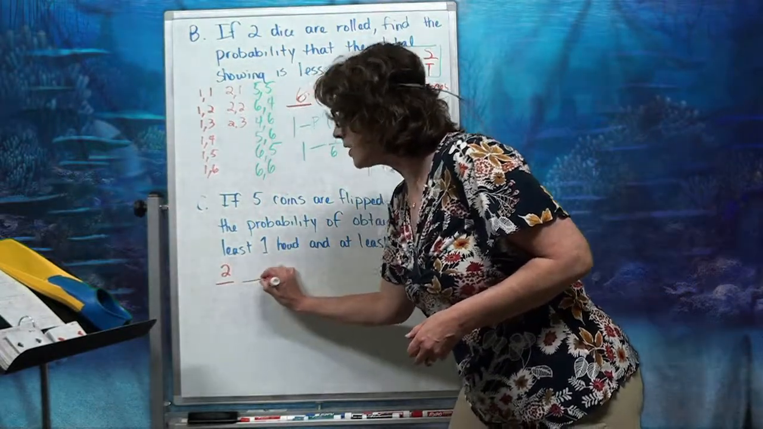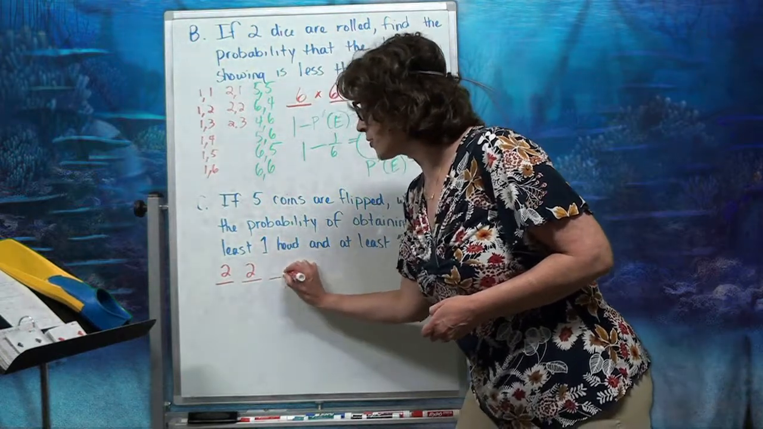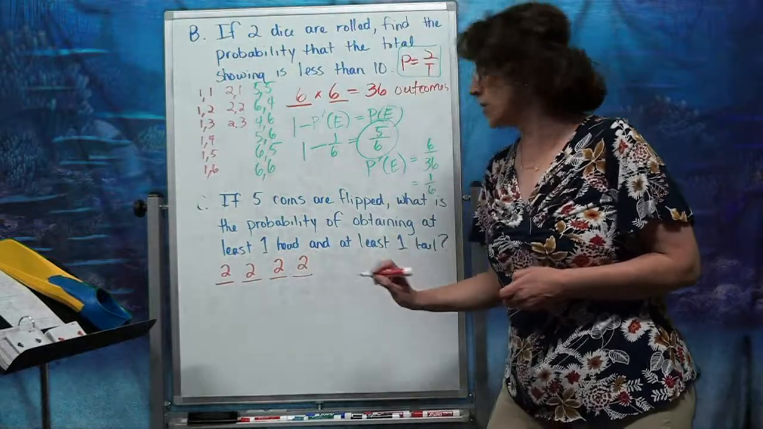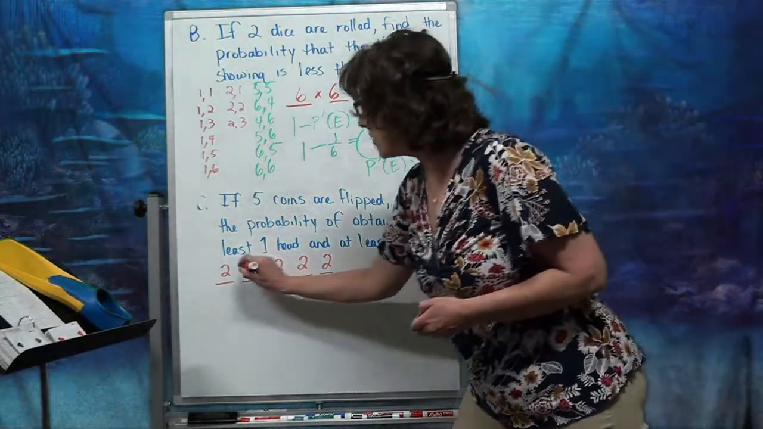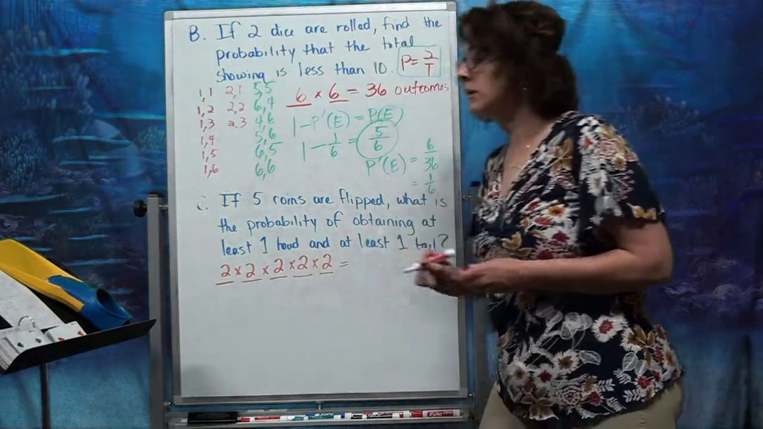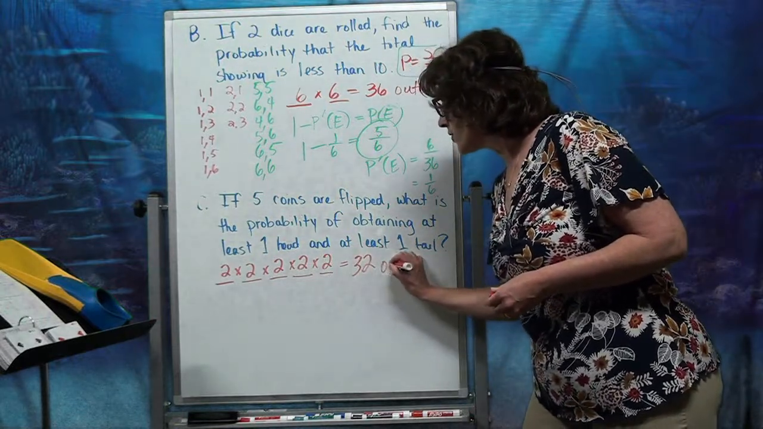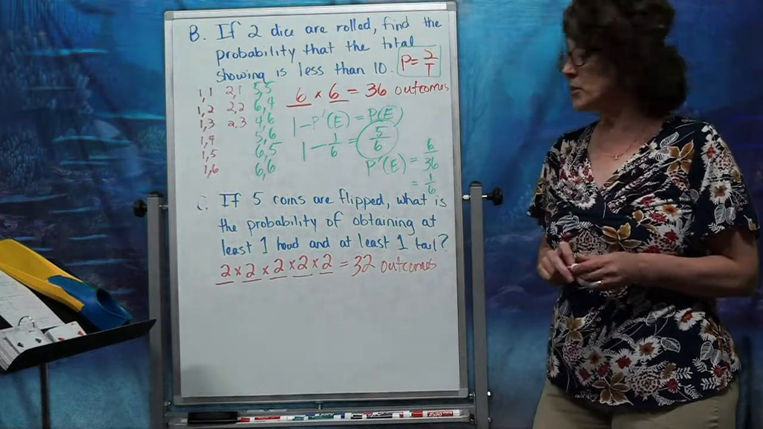I flip my second coin. What are the only outcomes? Heads or tails. I flip my third coin. The only outcomes are heads or tails. Flip my fourth coin. The only outcomes are heads or tails. And flip my last coin. The only outcomes are heads or tails. So now I'm going to multiply all these together. Fundamental counting principle happening here. That gives me 32. So I have 32 total outcomes here. That's my entire sample space.